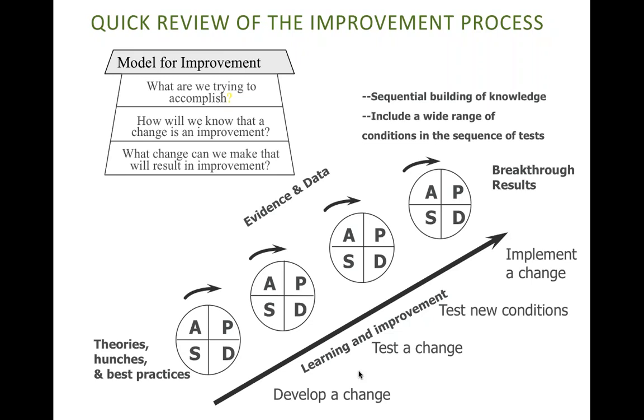So the easiest thing, if you get stuck on what to do next, is just go back to what you laid out in your original theory, which is written down in your charter. And in that, you'll say, who is this for? What are we trying to accomplish? How will we know that the change is improvement? And you'll have your measures right there. And then what changes can we make that will result in an improvement?